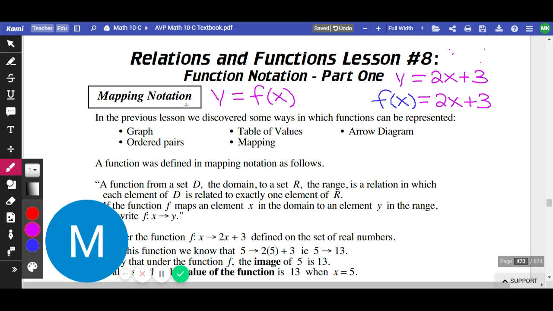This does not mean f times x. This means function of x. Okay, this equation is a function of x. Realistically, you can just flip these two things back and forth anytime you want, and you'll be fine. So if you just remember y means f of x, you'll be set. How this looks for questions. It helps us shorthand things.